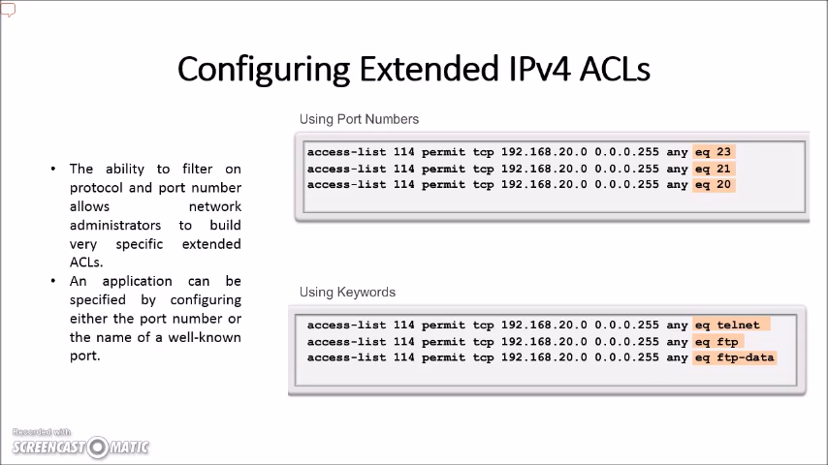For example, an extended ACL can simultaneously allow email traffic from a network to a specific destination while denying file transfers and web browsing.